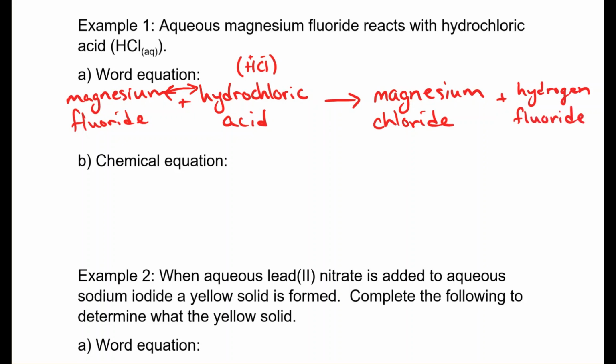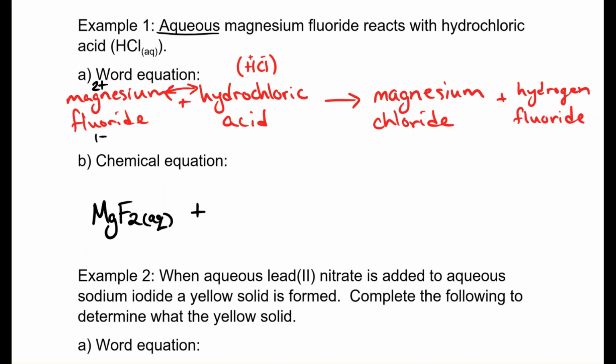Another way of saying aqueous hydrogen fluoride is hydrofluoric acid. So you might see in the notes that it's labeled as hydrofluoric acid. That's all. So magnesium fluoride. Magnesium is 2+, fluoride is 1-. So we're going to go MgF2.